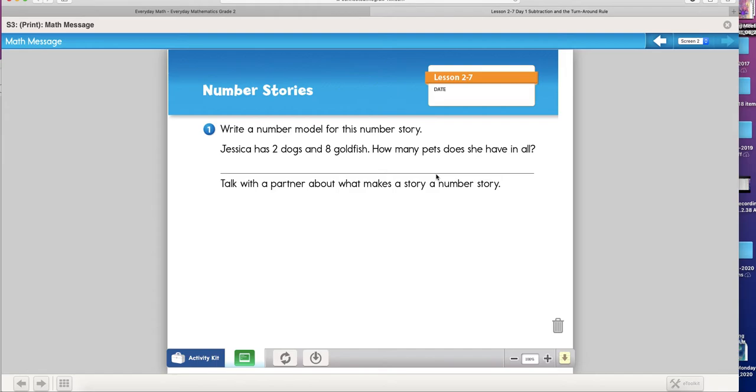Thanks, Mackenzie. Tim, do you have a question? No. Do you have a question? Okay, you need to write the number model. Did you write the math problem? Write the math problem. That's what the directions are, to write the math problem that goes along with this number story.